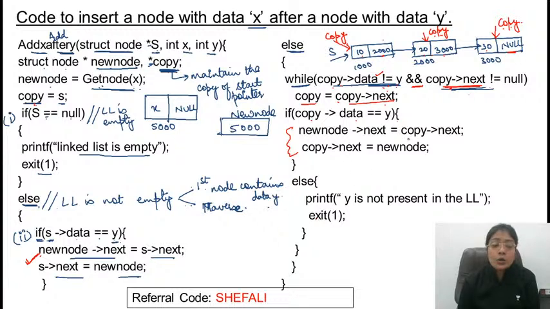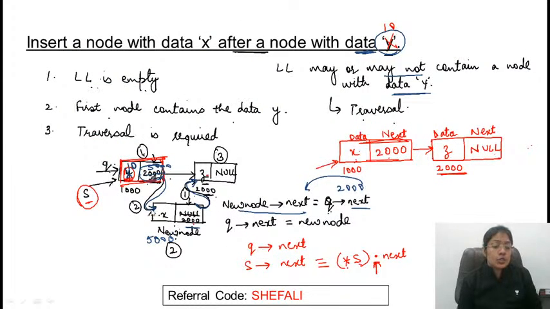Okay, same concept. S की जगह पे you can use here copy. So same code is used here to insert the node. And else का मतलब क्या है? It does not got the node with data y, but it is coming out of loop because linked list is over. So it will simply print that y is not present in the linked list and it will exit from the function. So basically we have written the three cases that we have identified during the discussion.